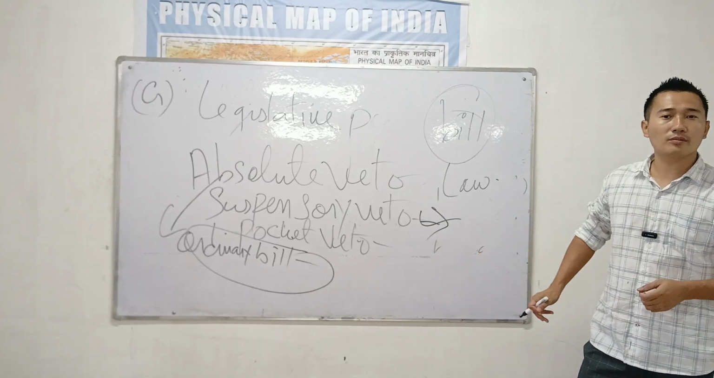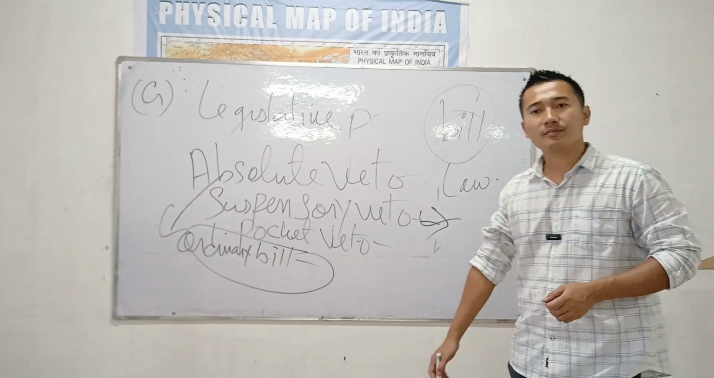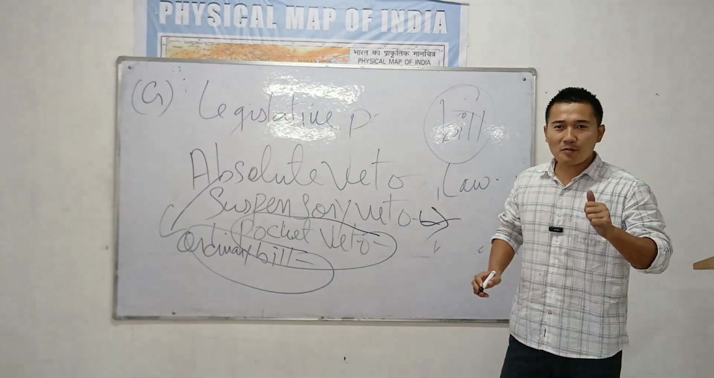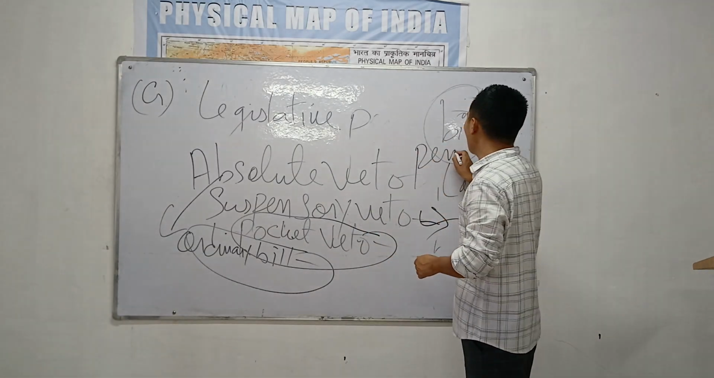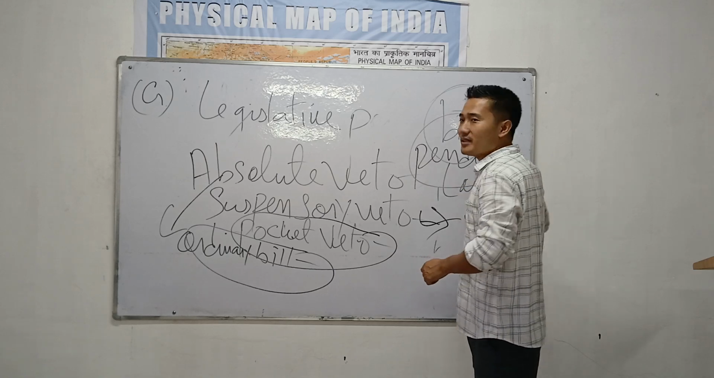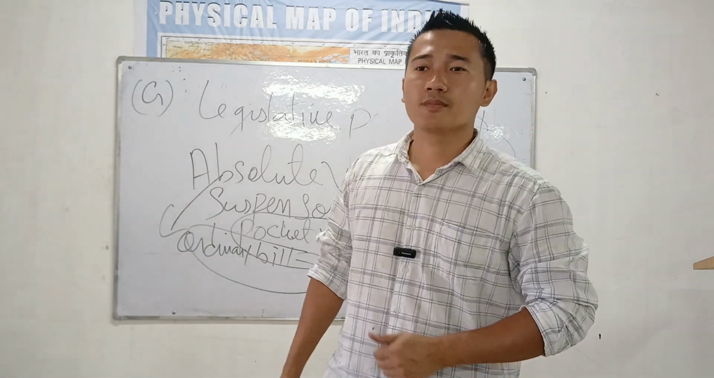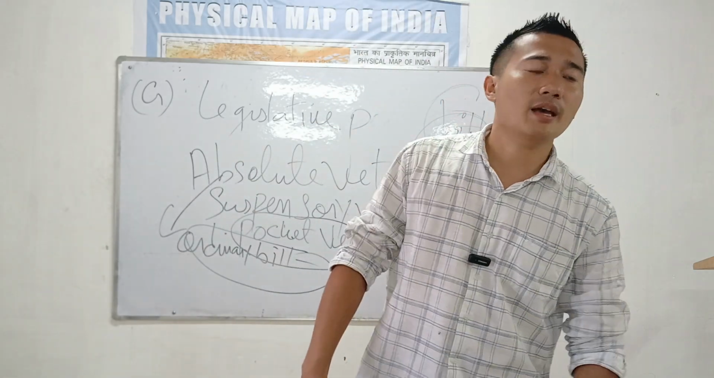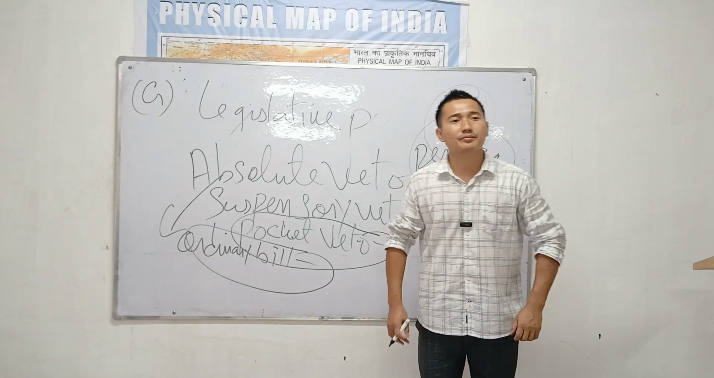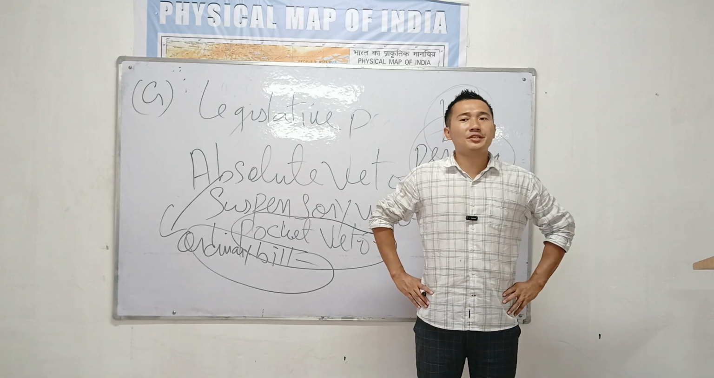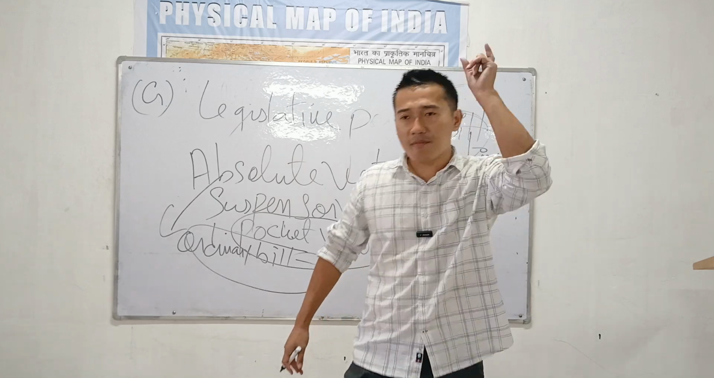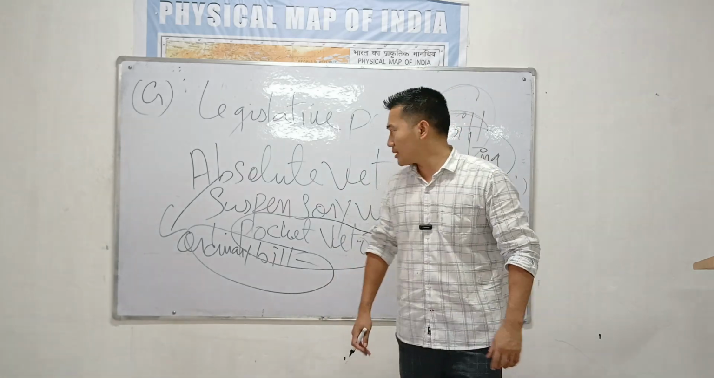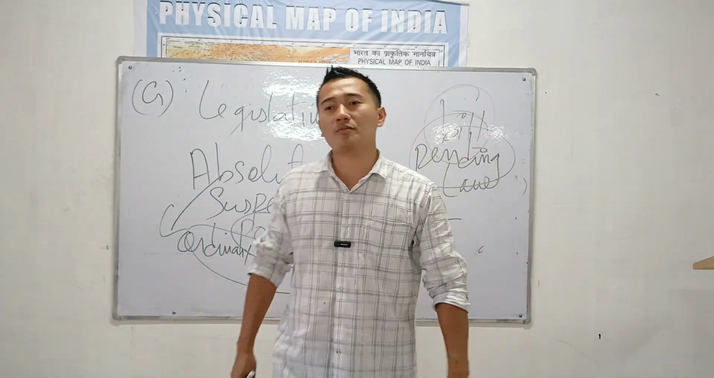Last is pocket veto. It means instead of signature, the President keeps the bill pending. I will not sign the bill, I will not return it, I will not reject it, but I will keep the bill pending. For the whole year, I will not sign the bill. Alright, but remember, just for personal information, the President can never reject a money bill or constitutional amendment bill for signature. He must give signature. Other bills he can reject. An ordinary bill he can reject anytime. So these are the legislative powers of the Indian President.